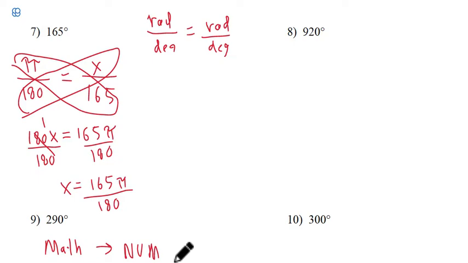Okay, so I'm going to do it on my calculator. Math, go over to the right to get NUM, and then 9. So math, NUM, 9. And then I'm going to put in 165, comma, 180. And it tells me my GCD is 15.